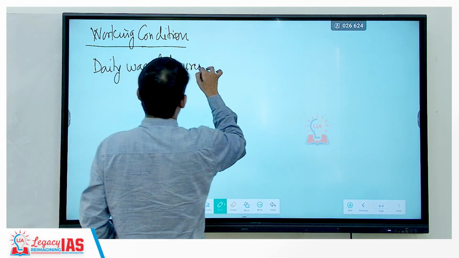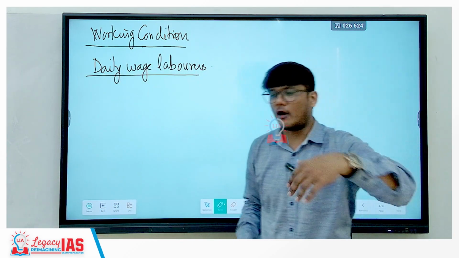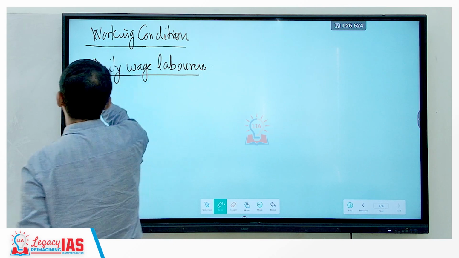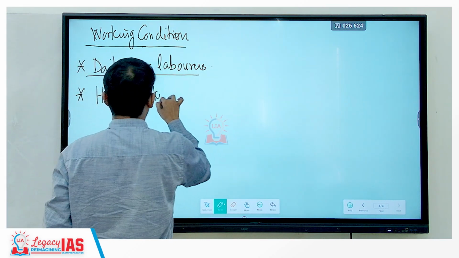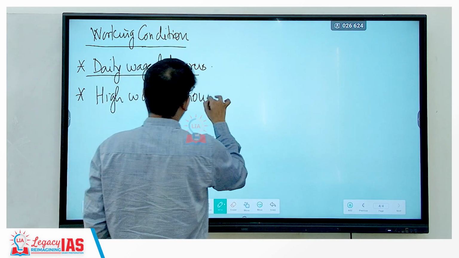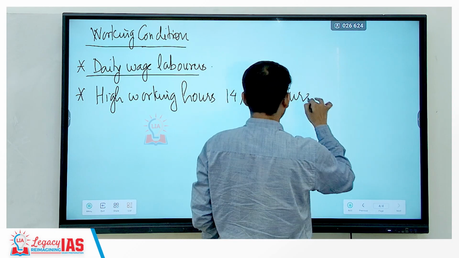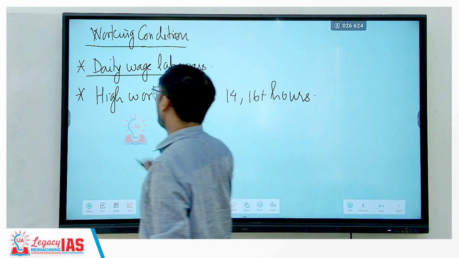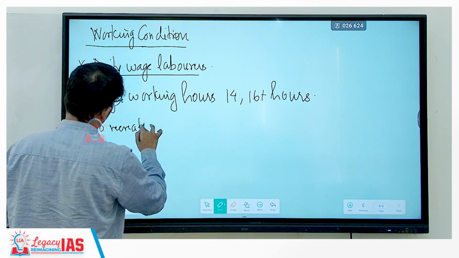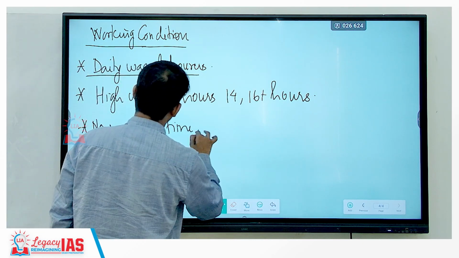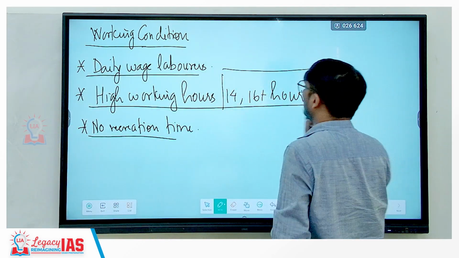What happens when you are a daily wage laborer? If you come and do the work, you get the payment. There is no holiday. If you don't come, you don't get the payment. So daily wage laborers, high working hours, working for 14, 16 plus hours, right? There is no recreation time, no leisure time. Our main focus here is this high working hours, 14 to 16 hours of work.